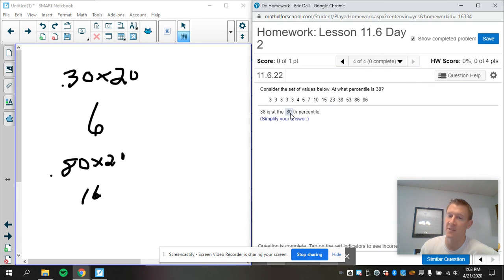And then lastly, again, it just says put them in order. What's the 38? Well, 38's in what spot? Find it. Again, kind of going backwards.